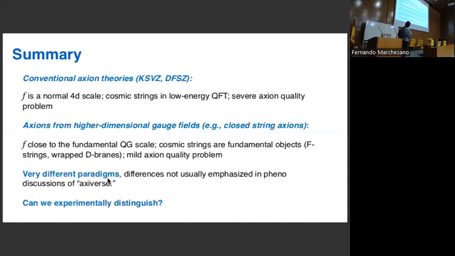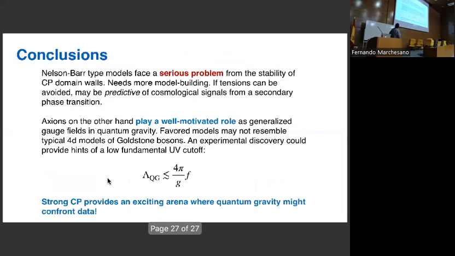there's a big difference between conventional 4D axion theories and the ones that come from higher dimensional gauge fields. The way we interpret data would be very different. And I think people have not really been emphasizing this, even when people talk about the string theory axiverse in discussions of phenomenology. So just to leave you with a couple of words about the final conclusion, the Nelson-Barr type models have a serious problem in the stable domain walls, but there's also an opportunity to maybe build models that somehow get around that might be predictive.